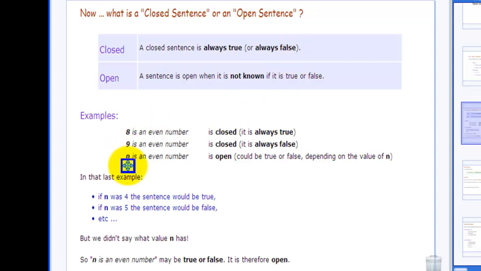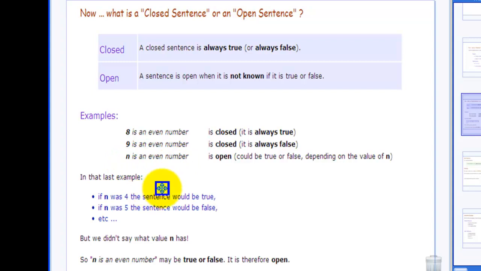The last one, however, where it says n is an even number, n being our variable, it's open. This could be true or it could be false, depending on whatever value we give n. If n was 4, then we know it's going to be true. If n was 5, then we know it's going to be false. If it was 6, true, 7, false, and so on and so on. Because we didn't say what the value of n is.